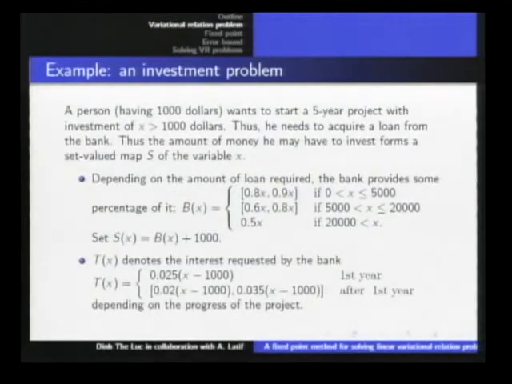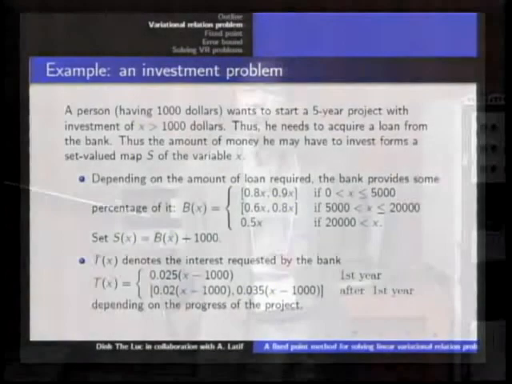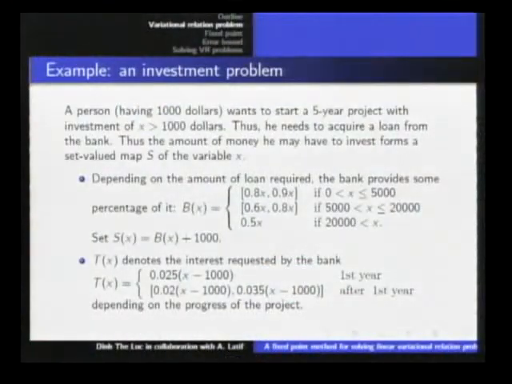Here I give you a very simple example to show that in fact there are some problems in the real line that we cannot formulate as an optimization problem or variational inequality problem, but we do have this problem in the form of a variational relation problem. Okay, look at this case. Some guy wants to invest in some project, and he does not have enough money to do that. So he has to take a loan from a bank. Okay, so X is a variable, I mean the amount of money to put into the project.